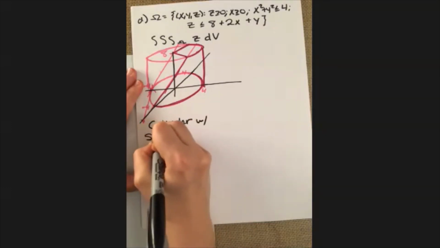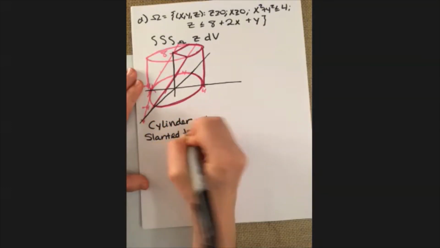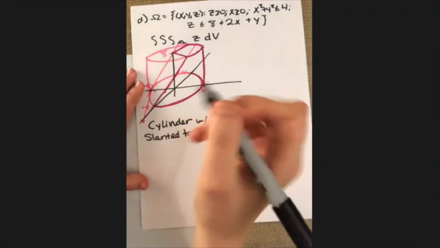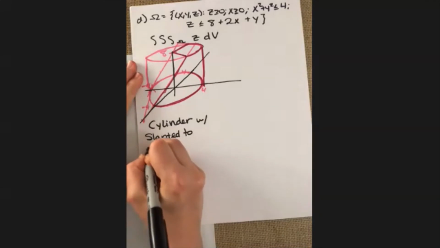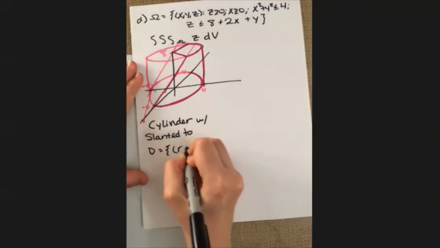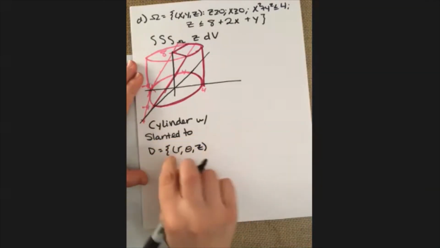So I think of it as a cylinder with kind of a slanted top, but again, round sides, flat top and bottom. And we're going to want to use cylindrical coordinates. So D is going to be equal to r, theta, z, and we just need to come up with expressions for each of these.